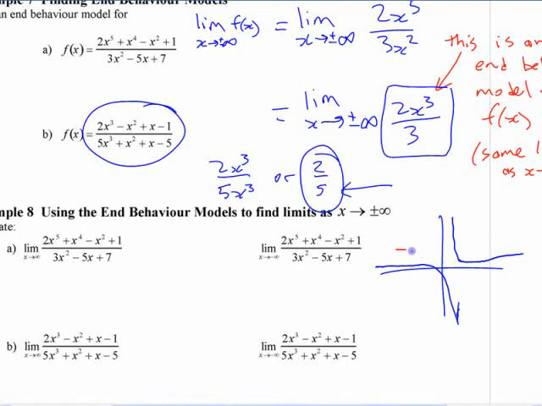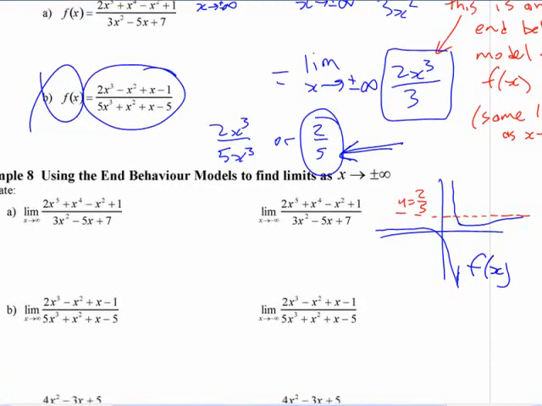All it's saying is if you draw y equals 2/5, those graphs are going to get closer and closer together. This is y equals 2/5, and then this is whatever that was, f of x here, this function. The graph's going to more closely resemble that line. Okay, and if you have an end behavior model that's just a number, a constant, it means it's a horizontal asymptote.